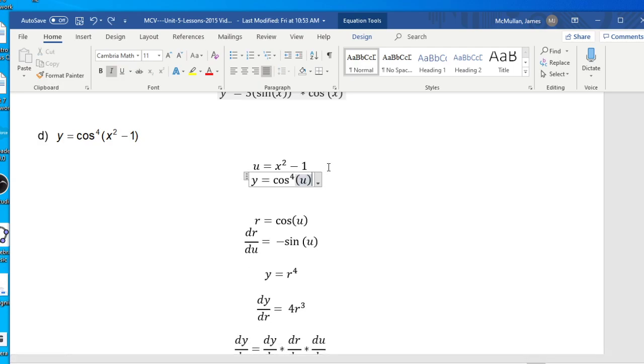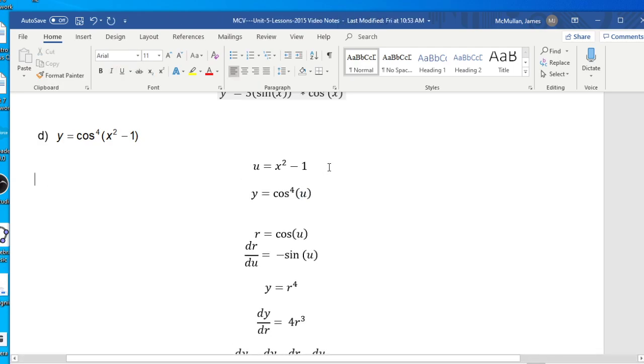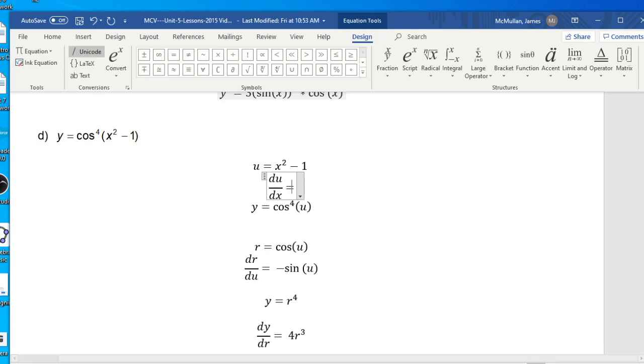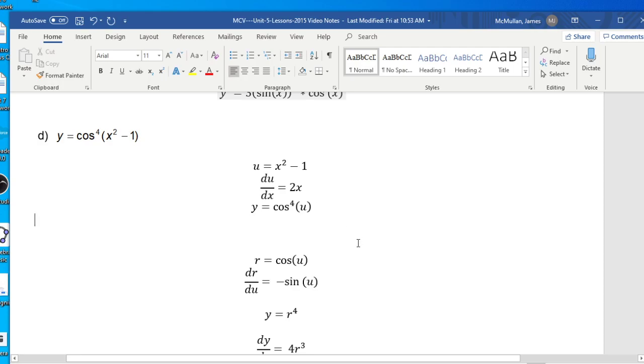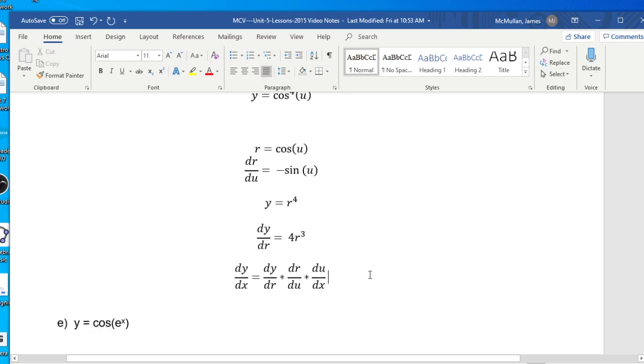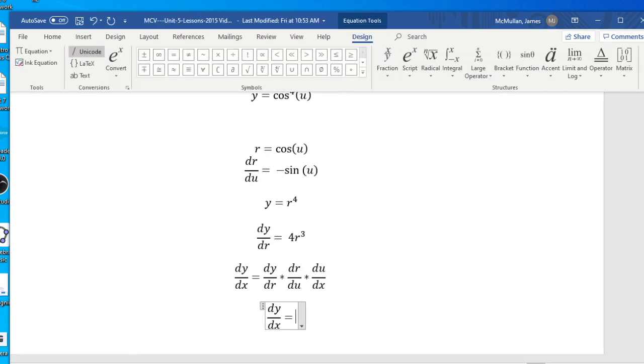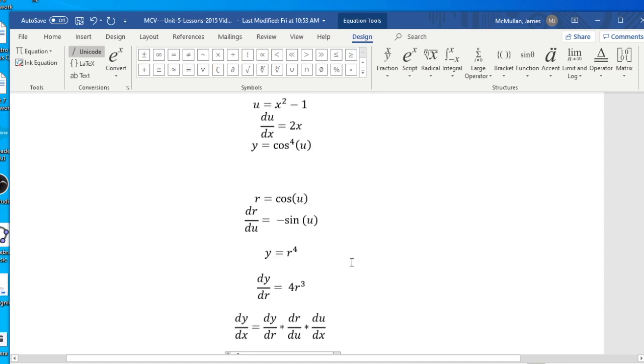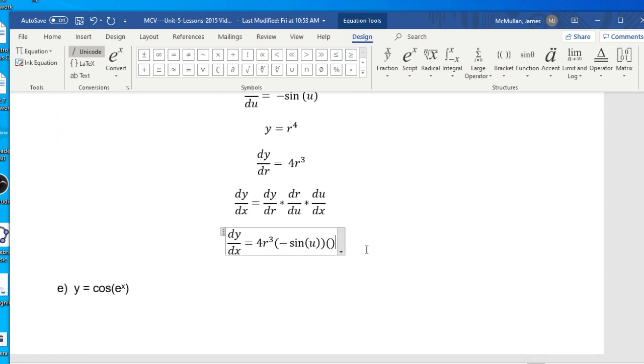Now we'll do the very top one here. This is kind of a messy solution, I apologize. du dx is just 2x. That one really is really simple, right? So now let's just look at my equation one more time and just fill in what we know. dy dr was 4r cubed. dr du was negative sine u, and then du dx was 2x.